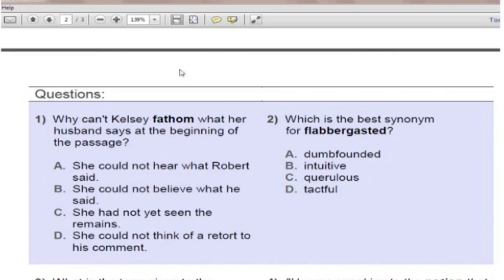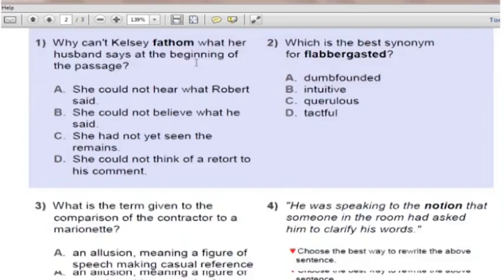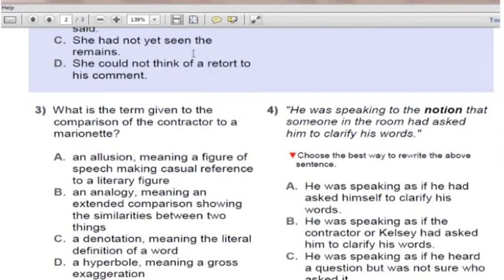Question number two is, which is the best synonym for flabbergasted? Option A is dumbfounded, option B is intuitive, option C is curious, option D is tactful. The right option is D.